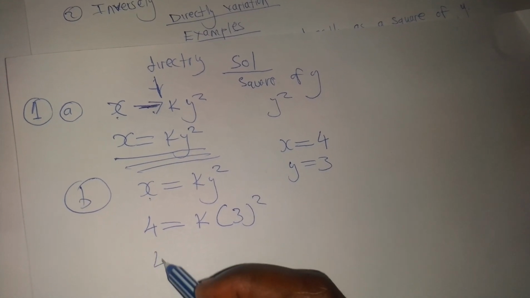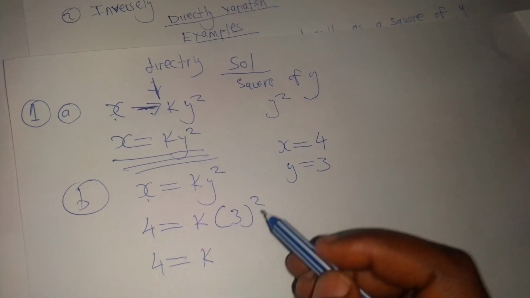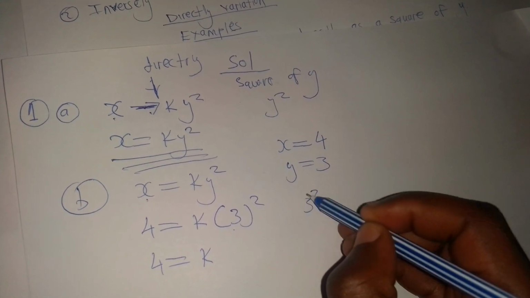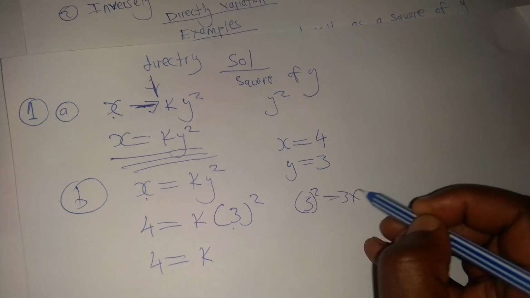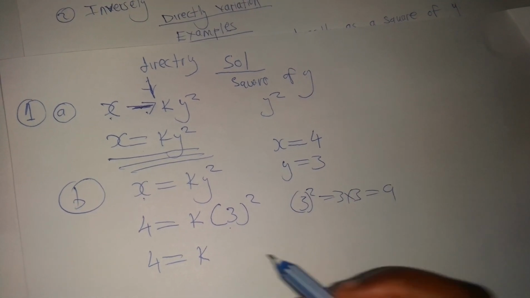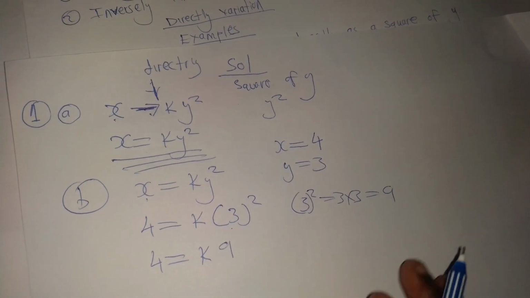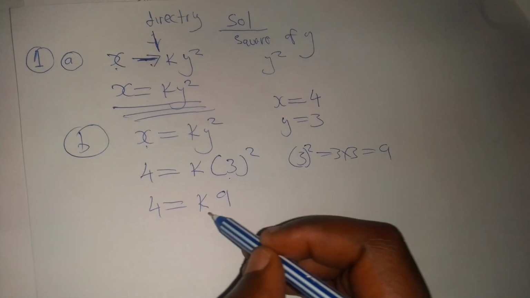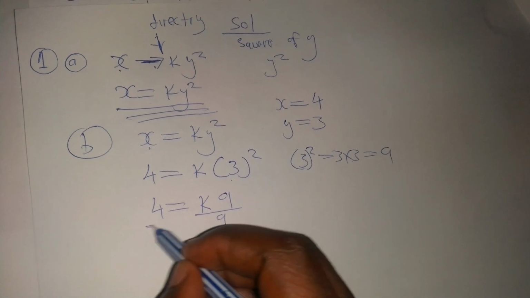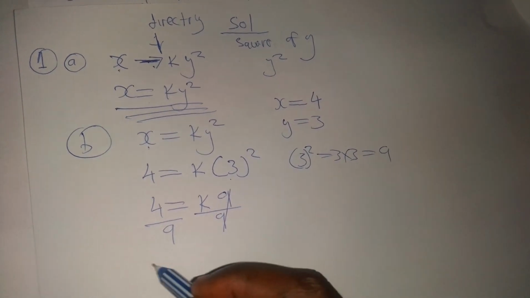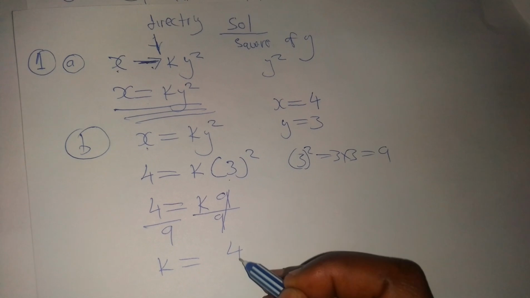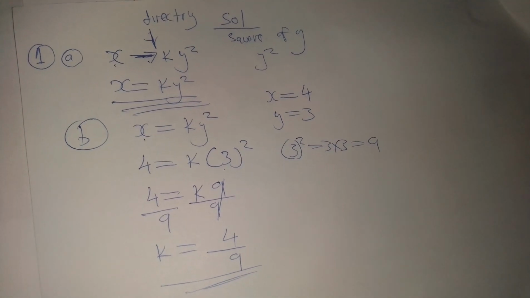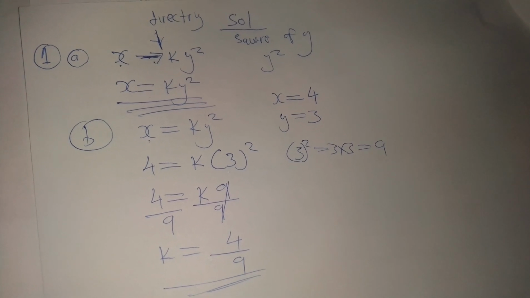4 will be maintained the way it is, also k. What does 3 power 2 mean? We learned in indices that 3 power 2 means 3 times 3, which equals 9. So there we have a 9. From here, we have to find the value of k. So we say over 9, we cancel, then k is equal to 4 over 9. So that is the value of k.